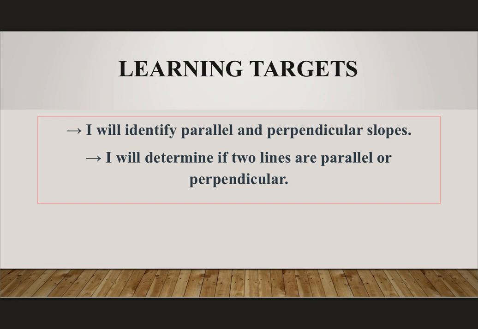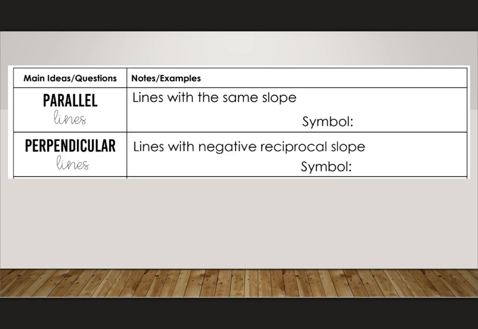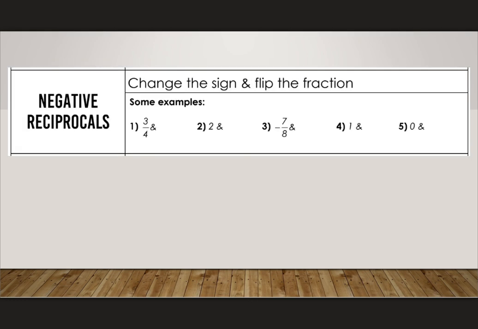Our learning targets are: I will identify parallel and perpendicular slopes, and I can determine if two lines are parallel or perpendicular. So, lines with the same slopes are parallel. The symbol is two lines next to each other like that. Lines with negative reciprocal slopes are perpendicular, and the symbol looks like that. There you go. All right, so let's look at some examples.